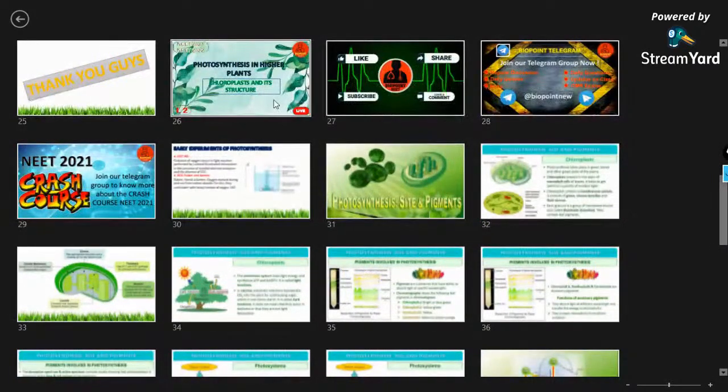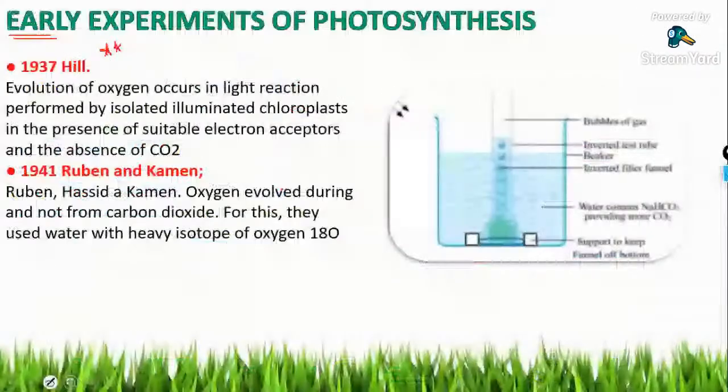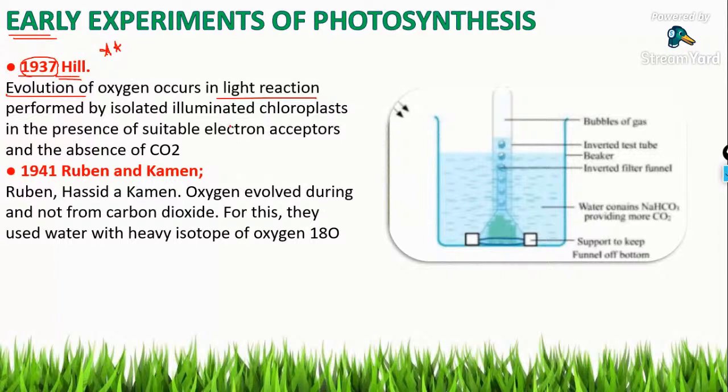And today we'll be discussing the structure of chloroplast. In 1937, a scientist known as Hill found out that the evolution of oxygen occurs in the light reaction performed by illuminated chloroplasts in the presence of a suitable electron acceptor and the absence of carbon dioxide. Good evening, Shivani. Hill put forth that there are certain electron acceptors present inside the chloroplast.